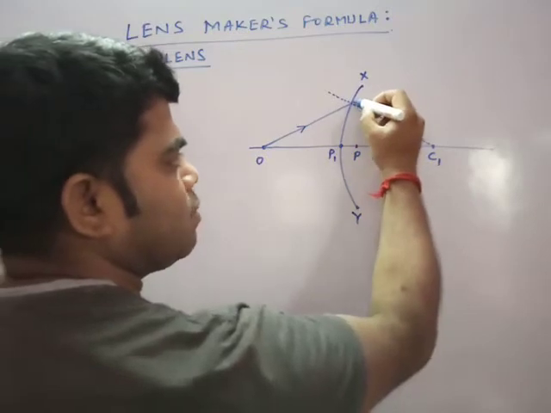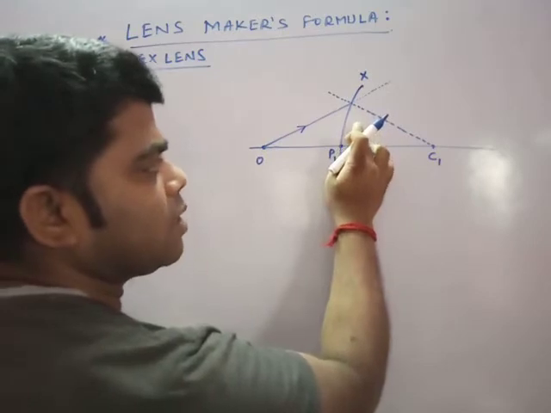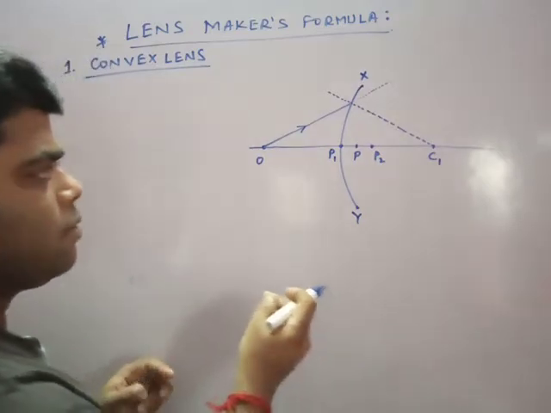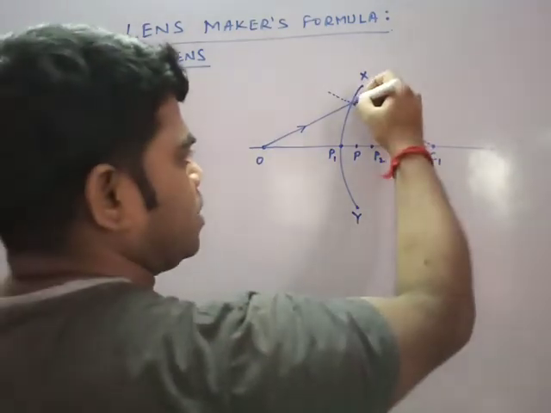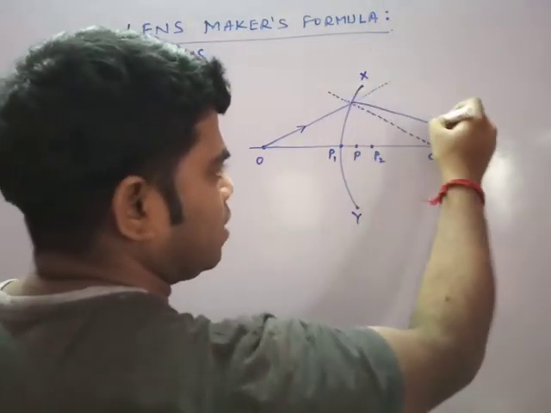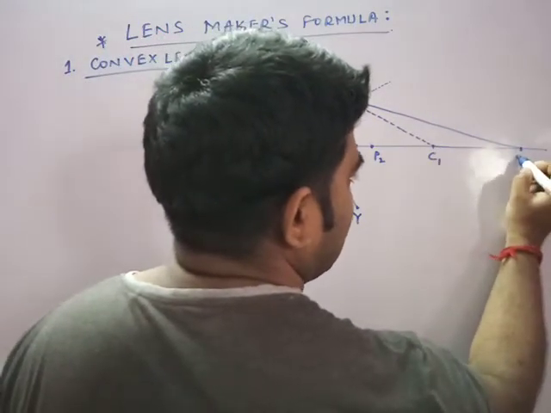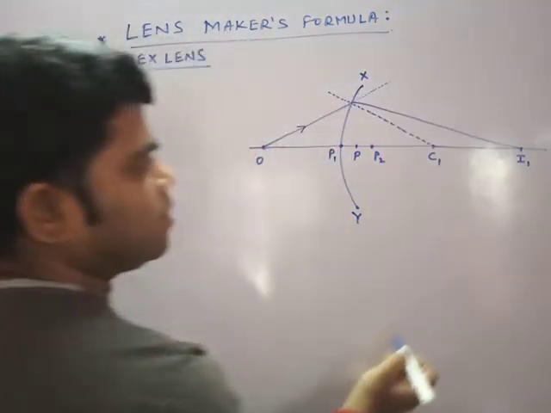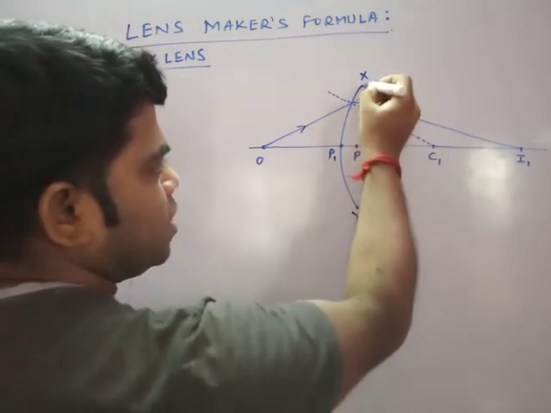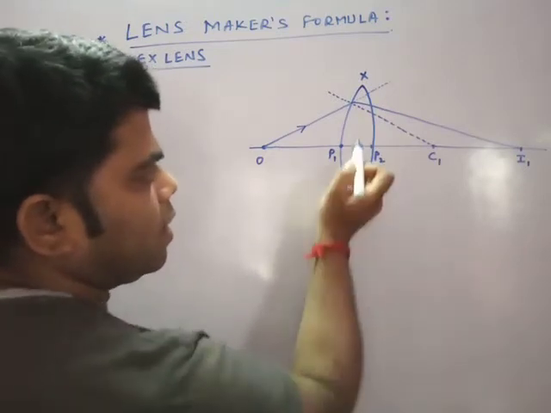If this is the main ray of incidence and this is a part of the denser medium, what does it do in the denser part? It definitely bends towards the normal. So let me take this ray which is bent towards the normal, and it strikes at this point, and suppose this is I1. Is it clear? Okay.